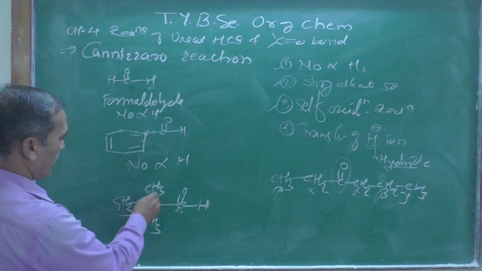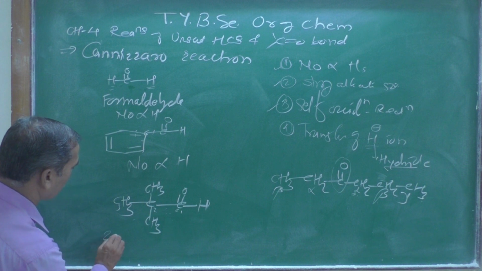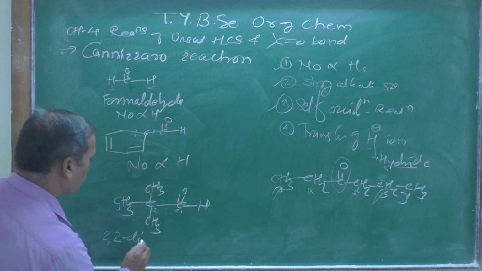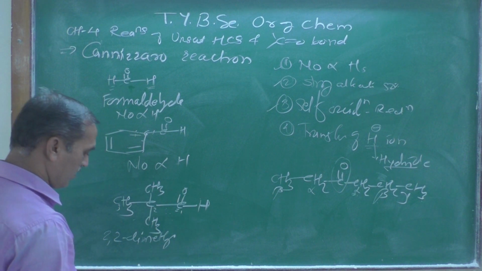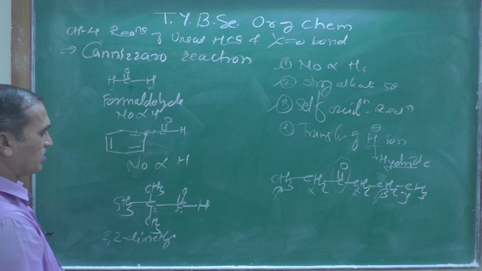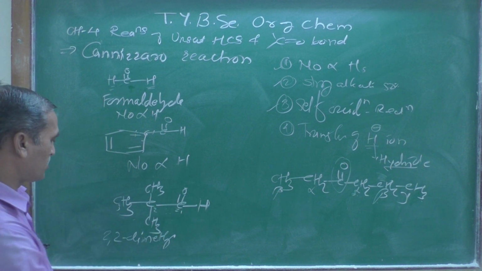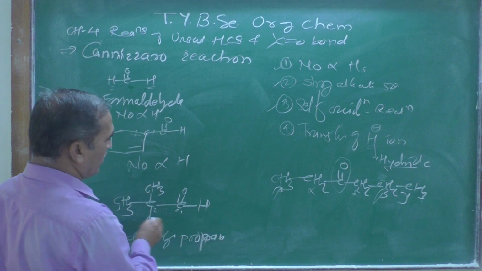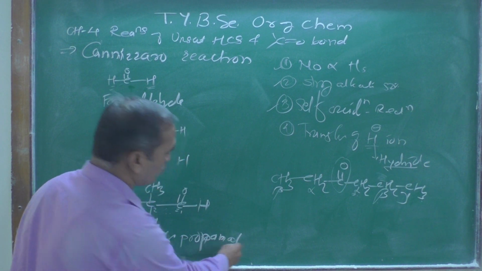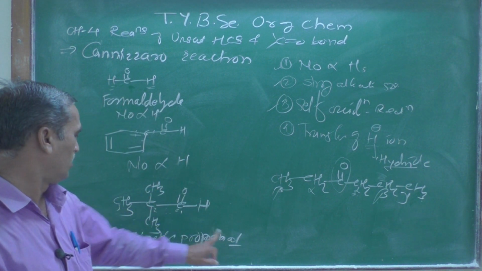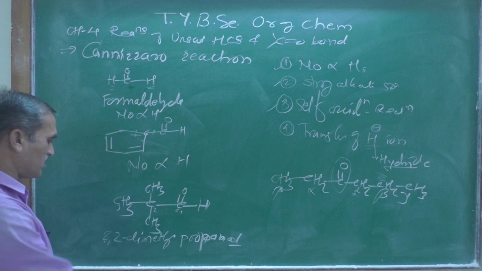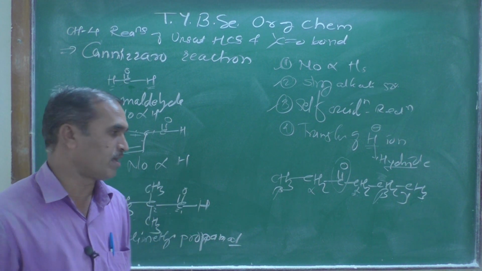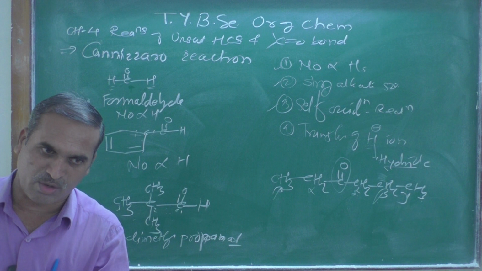Let me give the IUPAC name of this compound. 1, 2, 3. At 2 position there will be a methyl group. Therefore, there are 2 methyl groups, and therefore di. So dimethyl, right? So 2,2-dimethyl, 3 carbon atoms in the straight chain, and therefore propane, and the aldehyde group is there, therefore the last suffix must be al. This is the correct IUPAC name of this compound, 2,2-dimethyl propanal.